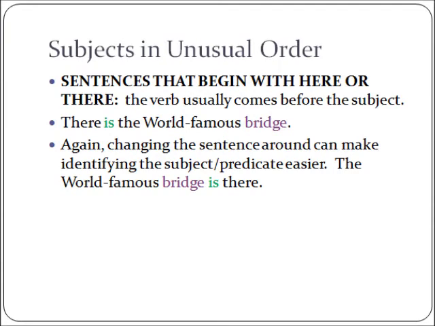Sentences that begin with here or there. In these sentences, the verb usually comes before the subject. There is the world-famous bridge. Again, changing the sentence around can make identifying the subject and predicate easier. The world-famous bridge is there. Bridge is our subject, is the verb, or the predicate.